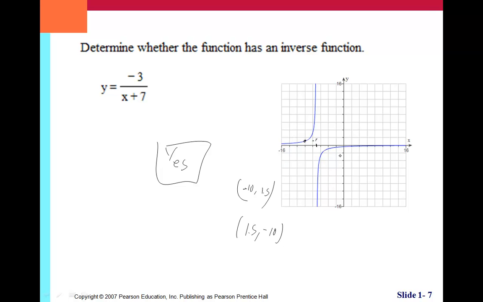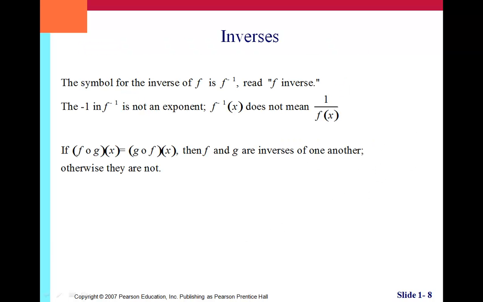So you'd swap your domain and range to get your inverse function, and that's why this has to be 1-to-1, because if a function fails the horizontal line test, its inverse will fail the vertical line test. When we're talking about inverses, again, you'll see this f of -1 symbol.